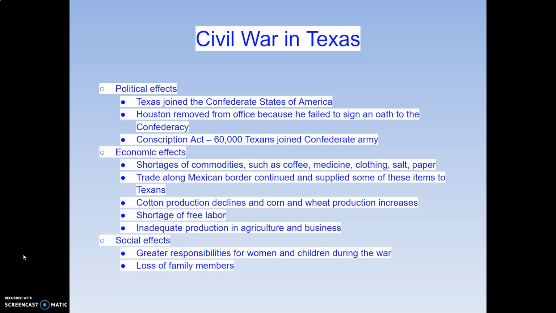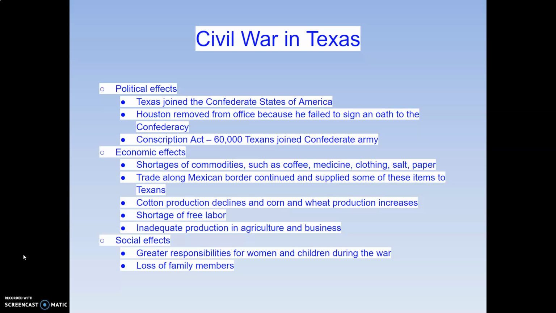The economic effects of the Civil War in Texas included shortages of commodities such as coffee, medicine, clothing, salt, and paper. Some of these shortages were alleviated due to trade along the Mexican border, which continued to supply some of these items to Texans. Cotton production declines and corn and wheat production increases. And I think that's really because you can't feed soldiers cotton. You have to feed them something they can eat. So therefore, corn and wheat production increases.